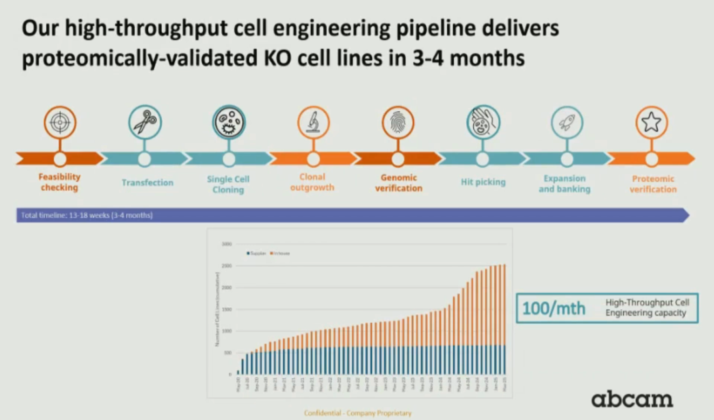And because of the quality that we've been able to get from other people, we've been developing our own internal high-throughput cell engineering pipeline, delivering proteomically knocked out validated cells in 3 to 4 months. And you can see in that bottom graph the way that it's been ramping up. We've been working this up for many years. And you see how we work our way through generating these cell lines. And importantly, the end stage of that is the proteomic validation.